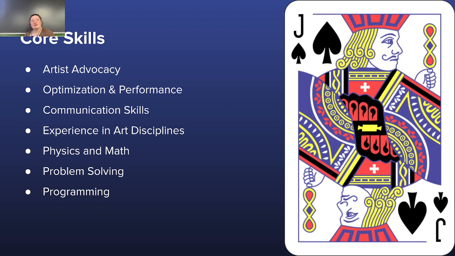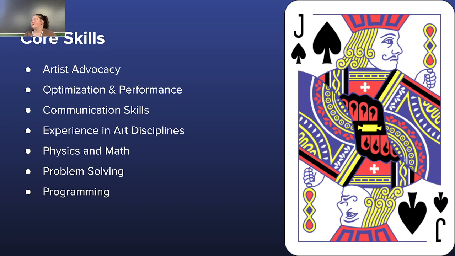And some skills that they need to understand is, first of all, artist advocacy. Usually that means that they've been in an artist's shoes themselves. And it means that they know what an artist needs and that they can sympathize with that, not only for UI if they're building a tool, but also understanding the workflows that might need to be put into process so that artists can get their work done as easy as possible. Another thing is optimization and performance.